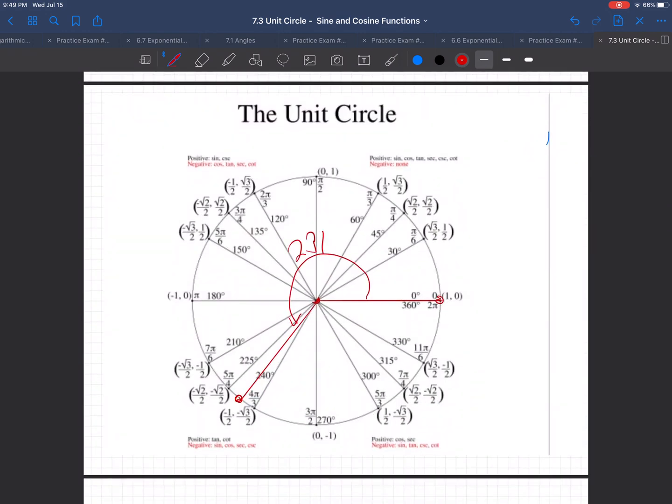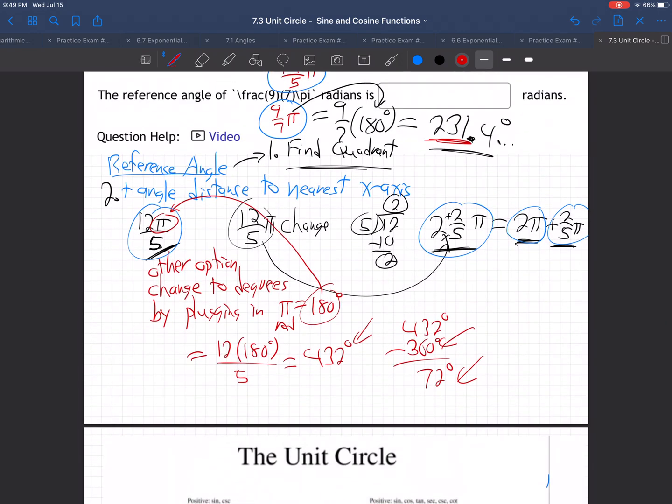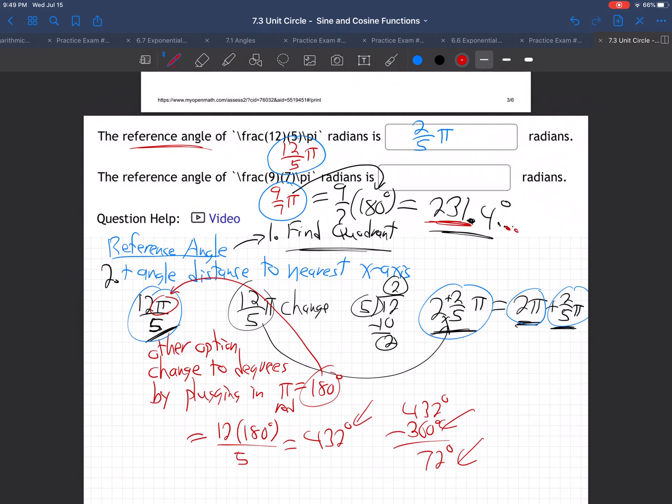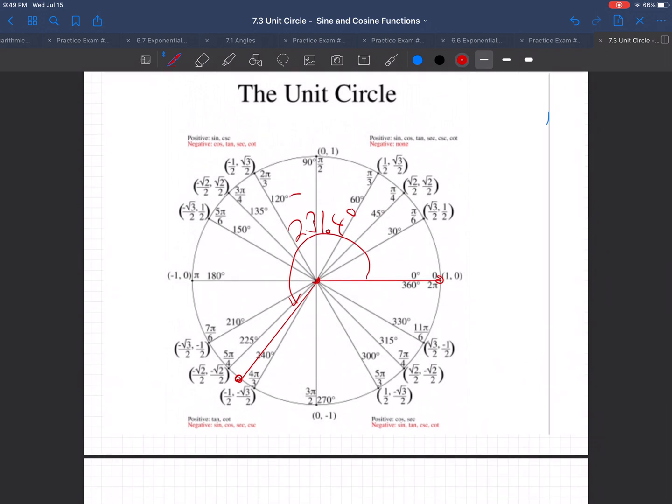That's 231.4 degrees. But really, that's just an approximation because the decimal goes on and on. See the dot, dot, dot. But really, it's 9/7 pi, isn't it? That's truly what it is. Now, that's along this edge, 9/7 pi. But we need the reference angle.